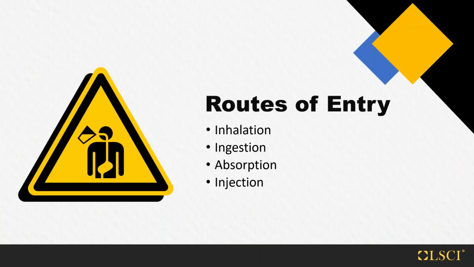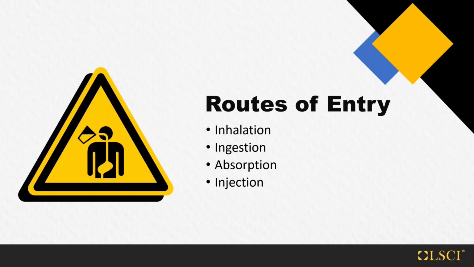When hazardous substances enter the body, they do so through one of the 4 main routes: inhalation, ingestion, absorption, or injection. Inhalation is the most common route of exposure, occurring when harmful particles, gases, or vapors are breathed into the lungs. This can lead to respiratory issues and systemic effects. Ingestion happens when toxic substances enter the body through eating, drinking, or accidental hand-to-mouth contact. Proper hygiene and workplace safety measures help minimize this risk.